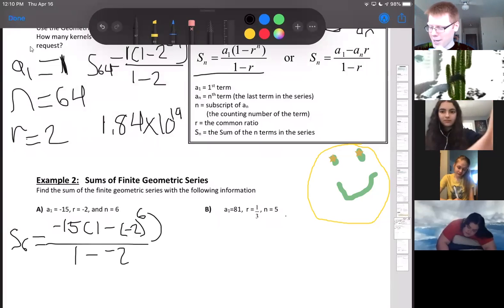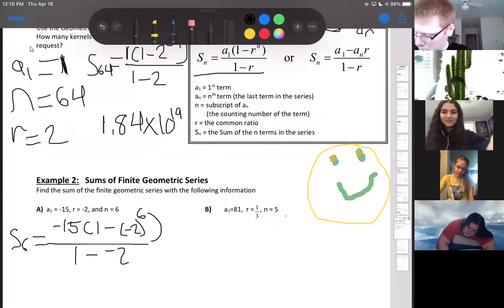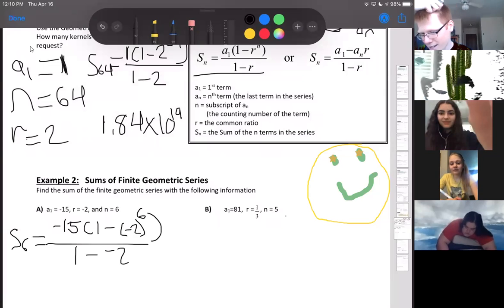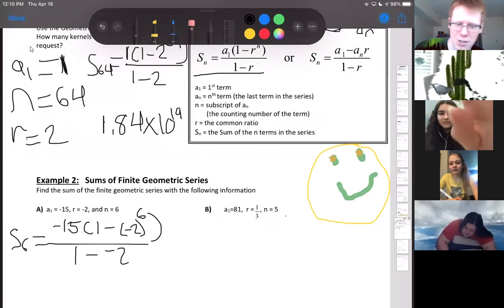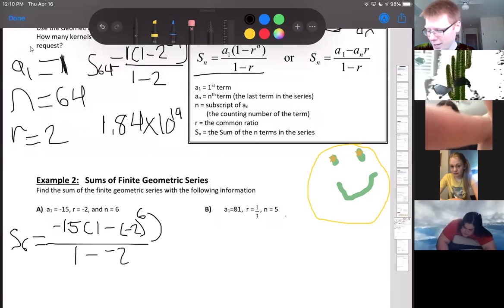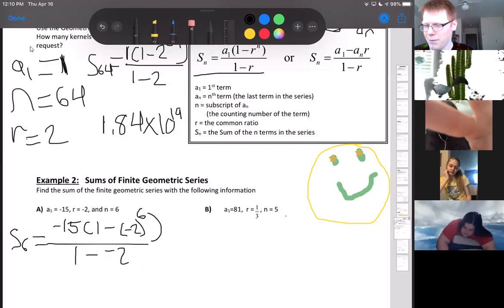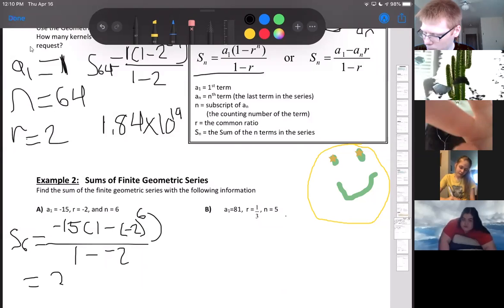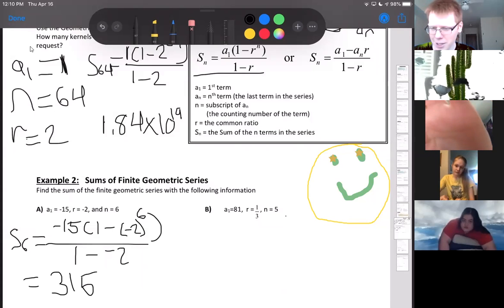From here, you just put it in your calculator. Like I said, be careful with those parentheses. Definitely put parentheses around the negative 2 in the numerator. That's where you could easily go wrong. I went ahead and plugged this in. If you have a calculator in front of you, you can try or check, but it is 315.